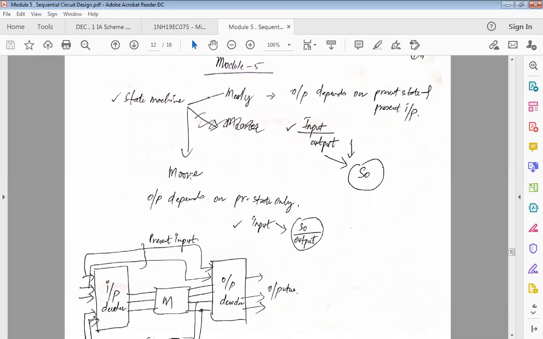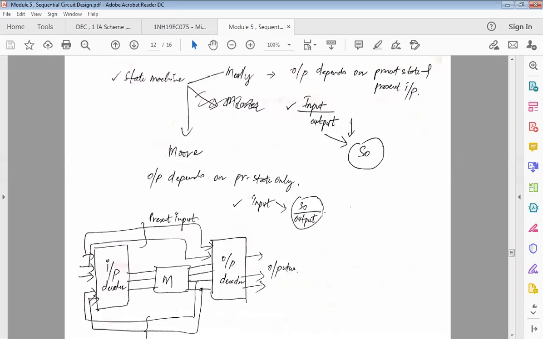But here in Moore, the output is dependent on the present state only. So that's important. It depends on the present state only. And how do we give the representation? Example: S0 by output. Right.